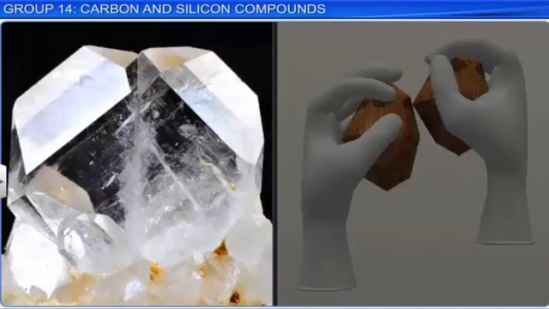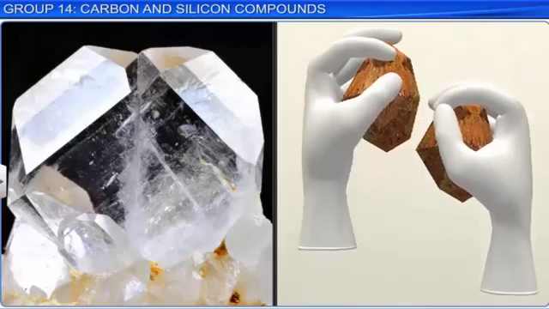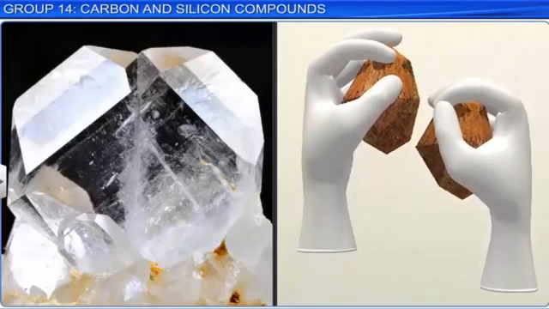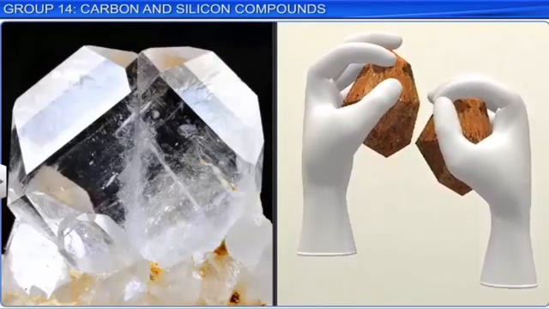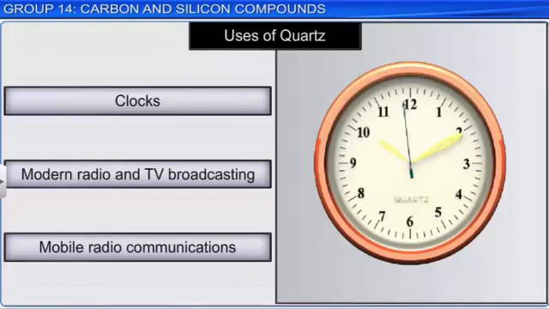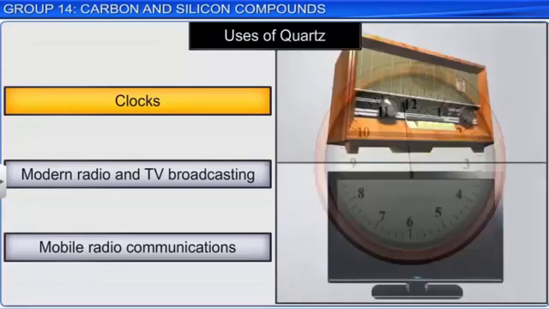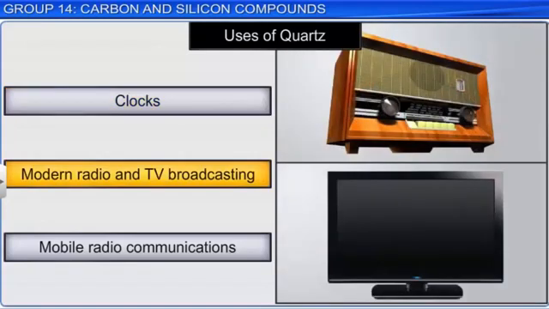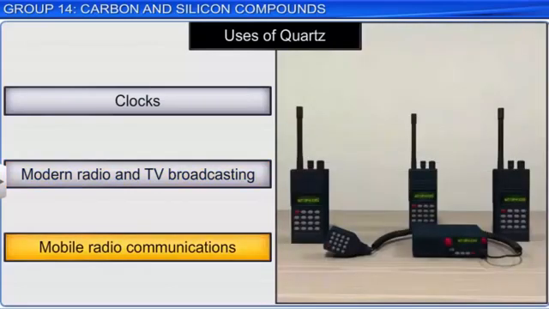Quartz has piezoelectric properties. This means that quartz can generate an electric field when mechanically stressed. This property of quartz is used to manufacture extremely accurate clocks. Quartz is used in modern radio and TV broadcasting as well as in mobile radio communication.